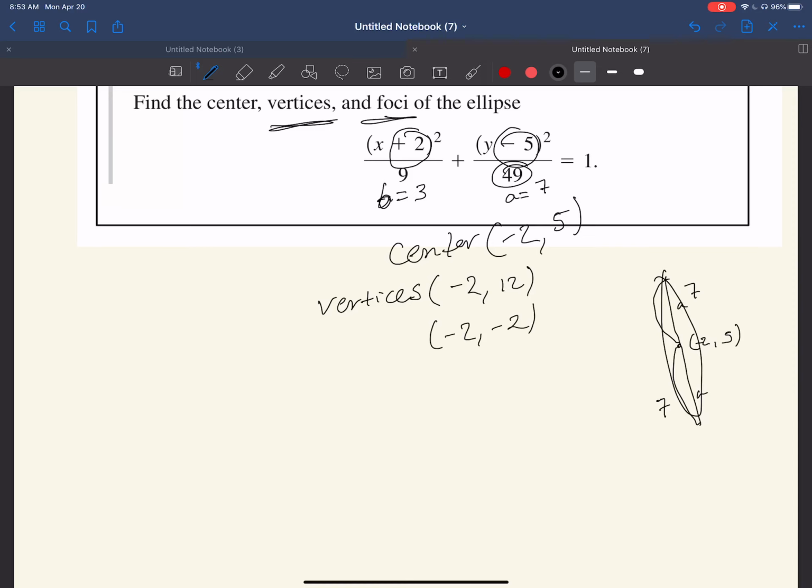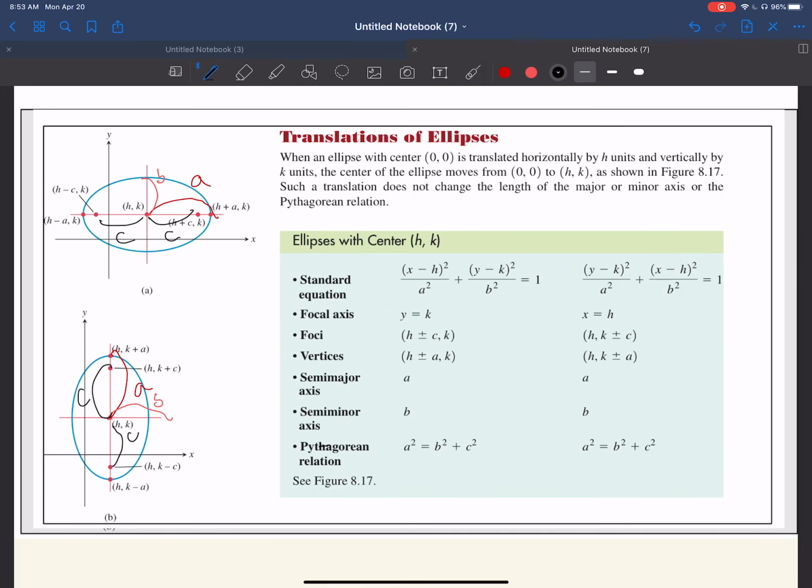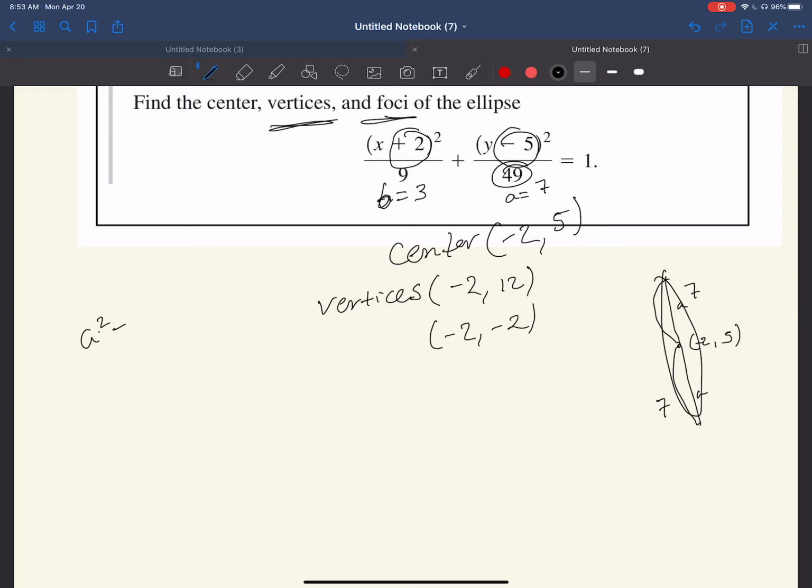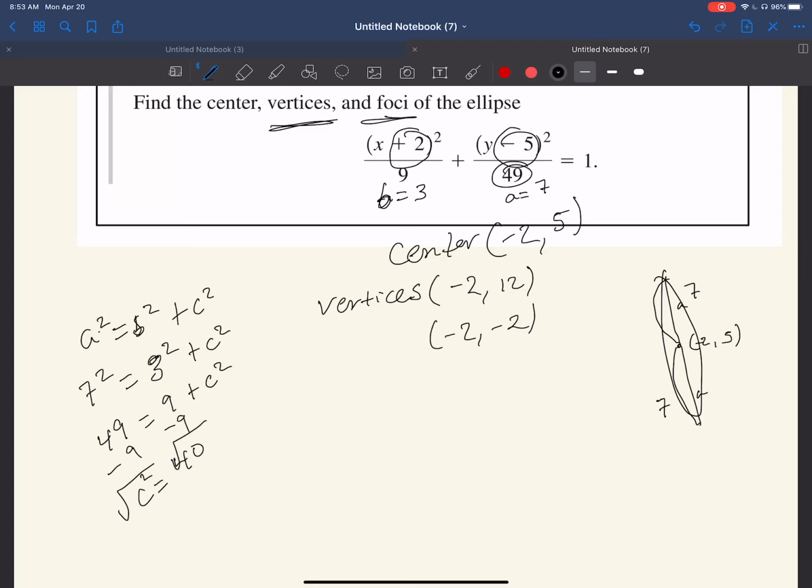To find the foci, we do have to use the Pythagorean relation. a squared equals b squared plus c squared. So again, a is equal to 7, b is equal to 3, and then c we don't know, we need to find it. 7 squared is 49, 3 squared is 9, plus c squared, so subtract 9 from both sides. So c squared equals 40, take the square root of it. So again, it will be somewhere here in between the center and the vertex.